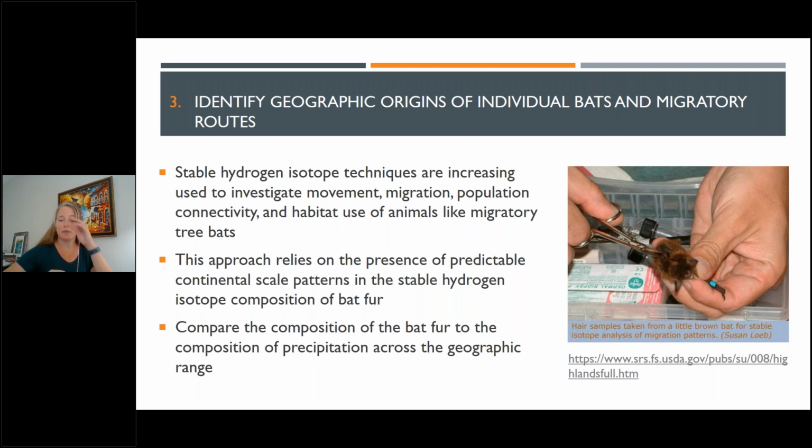And so for bats that are killed at wind farms, you can ask and answer the question, was the isotopic signature of the bat found at this location, is its fur compatible with this location? Does it look to be a local bat? Or does it have an isotopic signature that's discordant or doesn't match this location?